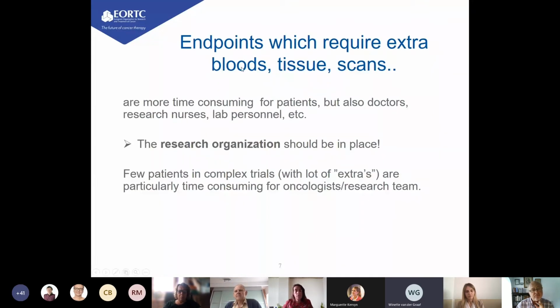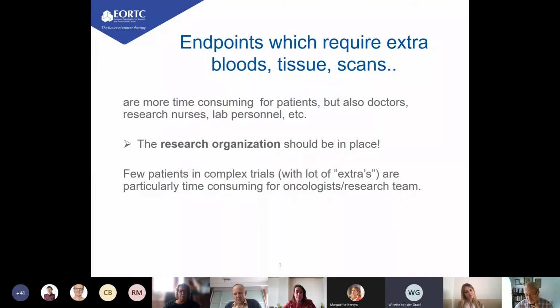Well, you can understand that endpoints which require extra blood, tissue and scans are more time consuming for patients, but also for doctors, research nurses, and lab personnel. In fact, the whole research organization should be in place when you do these more complex trials. And a few patients in complex trials with a lot of extra laboratory work are particularly time consuming for your research team and also for you as an oncologist.